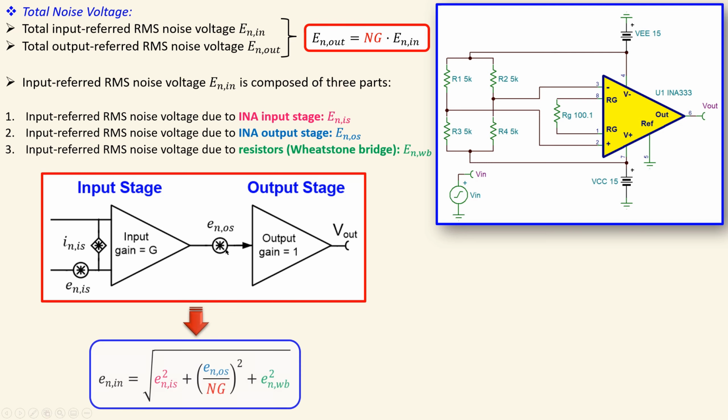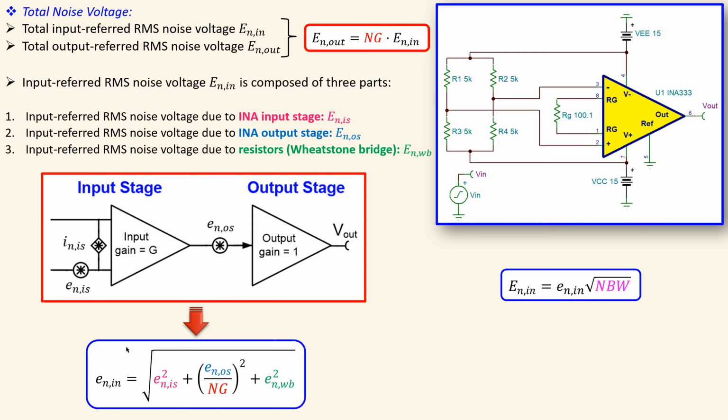This, in RMS values, can be converted to spectral densities by looking per root hertz. Then the input referred noise voltage spectral density is the square of the input referred noise voltage due to that input stage, and also the output stage noise reflected to the input by dividing by the gain, again squared, and also the contribution by the resistors, the 4kTR terms here. So that's all reflected on the input.